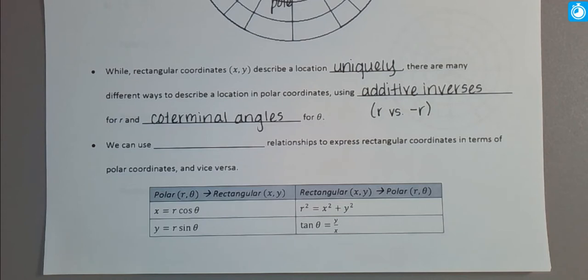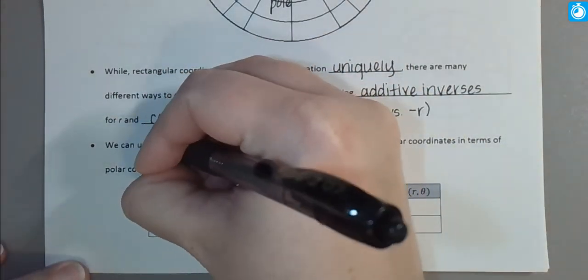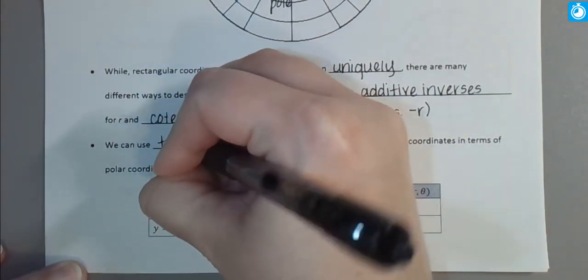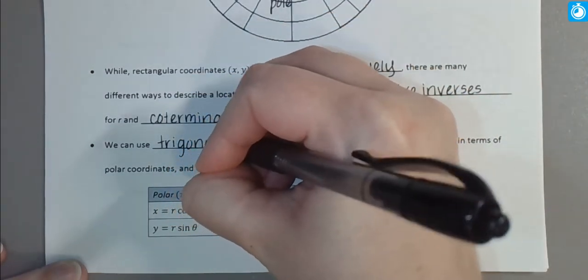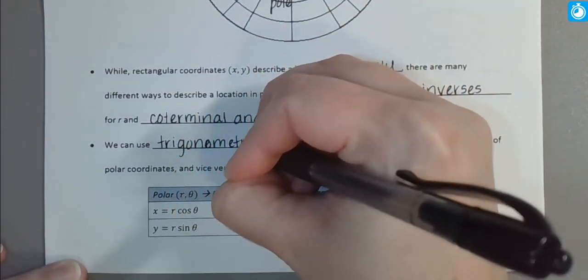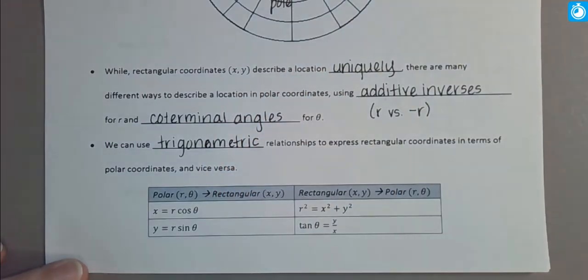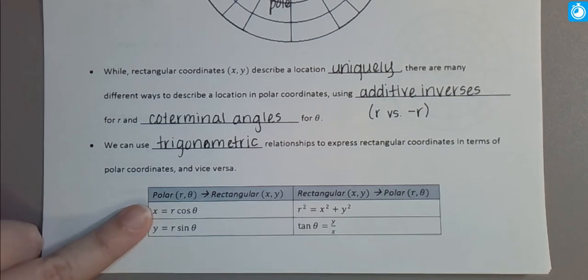Now, one thing we're going to talk about also is how we convert between coordinate systems, and that's what we're going to focus on in this particular video. So this is where the trigonometry comes in. So we're going to use trigonometric relationships to express our rectangular coordinates, x and y, in terms of polar coordinates, and vice versa. So essentially we have conversions.